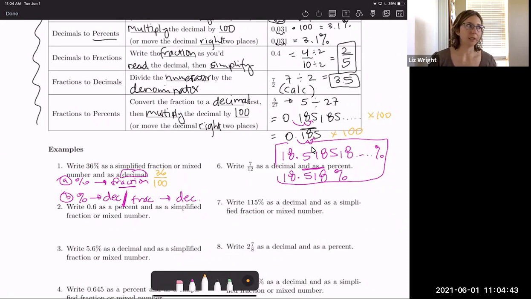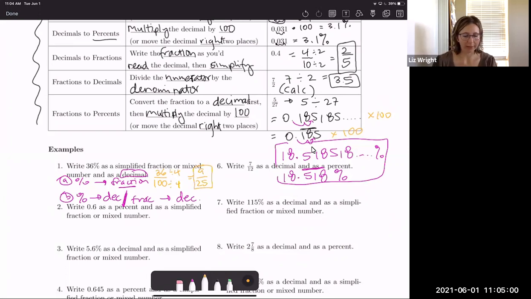So you could try taking out a 2, you could try taking out a 4. If we take out a 4, let's see what we get. Here we're going to get a 9, and here we're going to get a 25. So that looks pretty simplified to me. So there's our fraction, 9/25.